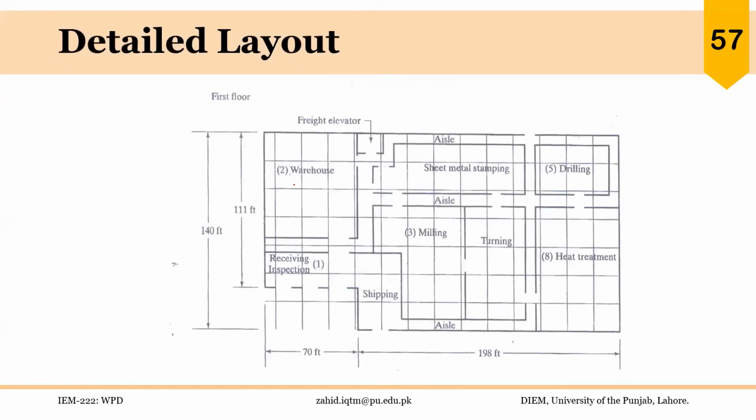Here is an example. You could see different departments: receiving and inspection, warehouse, milling, and so on. You could see the aisles between departments. Actually, it is better to show the position of machines and equipment within each department as well. That is not shown here in this detailed layout.